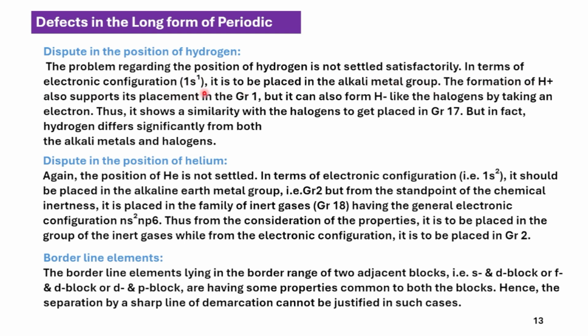The formation of H+ also supports its placement in group 1, but it can also form H-, with a negative charge, like the halogens, for example F-, Cl-, Br-. Similarly, it can also form H- in some compounds by taking an electron. Thus, it shows a similarity with the halogens to get placed in group 17. But in fact, hydrogen differs significantly from both the alkali metals and halogens.